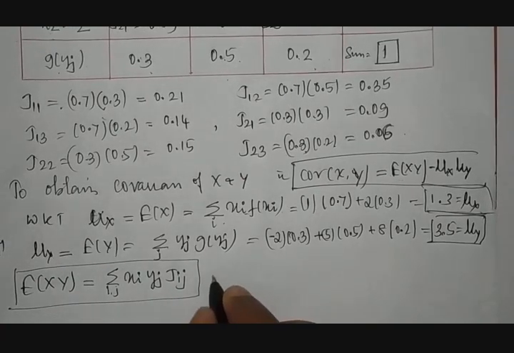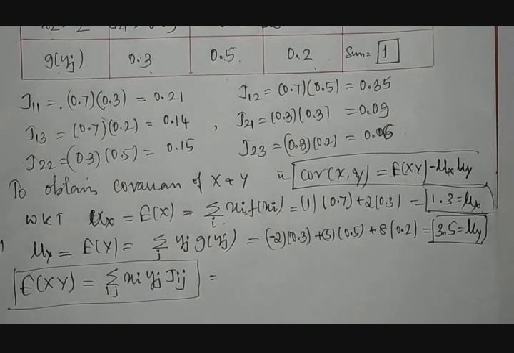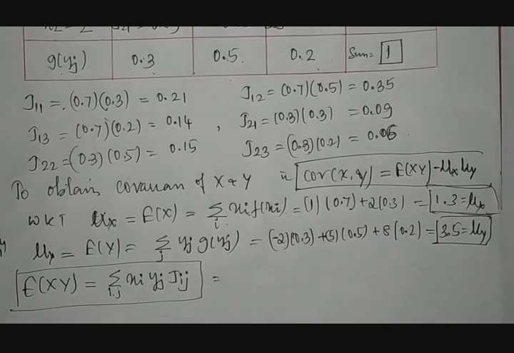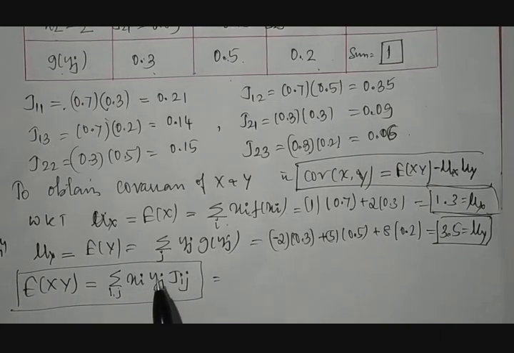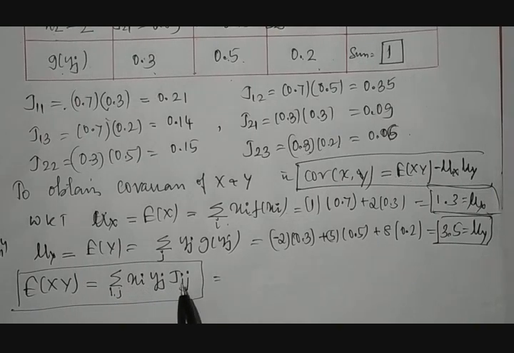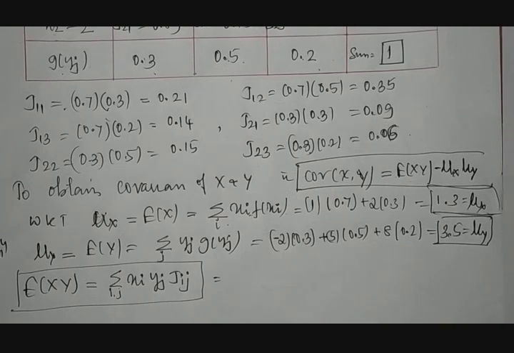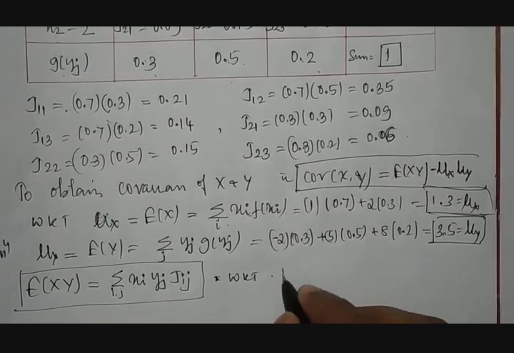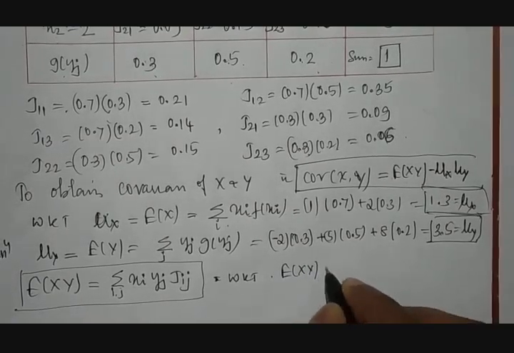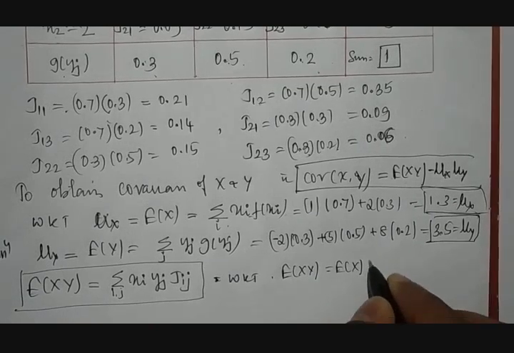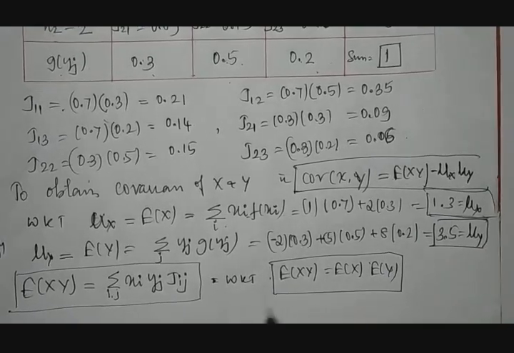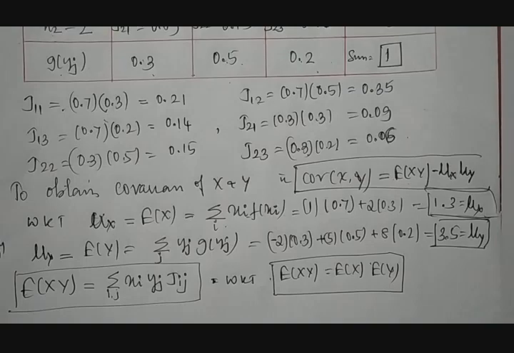So what is it now? If you take a calculation part, it becomes very lengthy because we need to take summation of xi into yj into joint probability. That is possible through taking joint probability. But I would like to suggest one new formula for this. We know that expectation of x into y is nothing but expectation of x into expectation of y. But there is a condition for using this, where x and y must be independent variables.